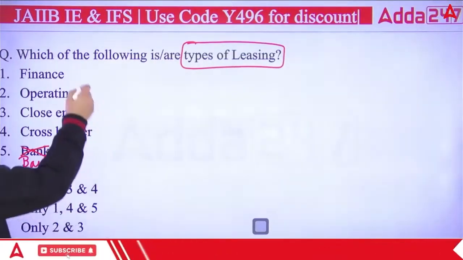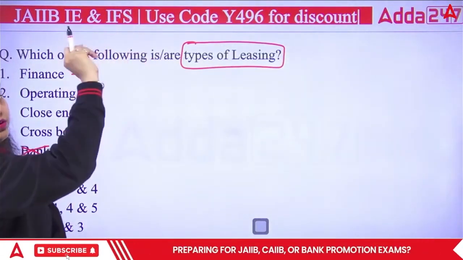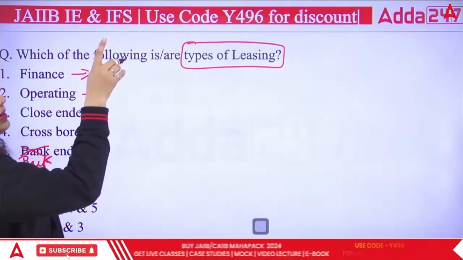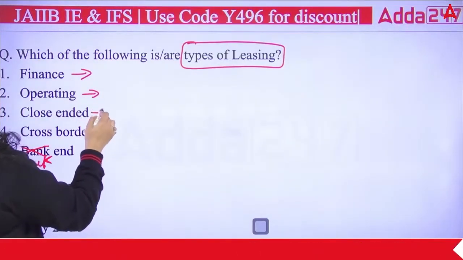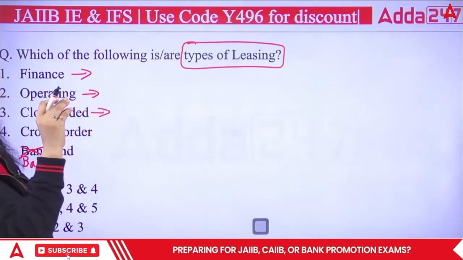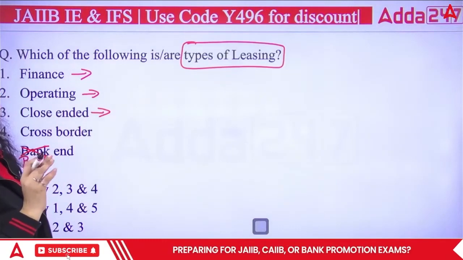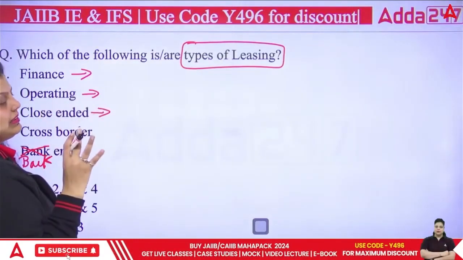In the finance lease, you will take the asset for the economic life of the asset. In operating lease, you are taking a particular asset on lease for a short-term period. In close-ended lease, you will not be allowed to purchase it after a certain while.